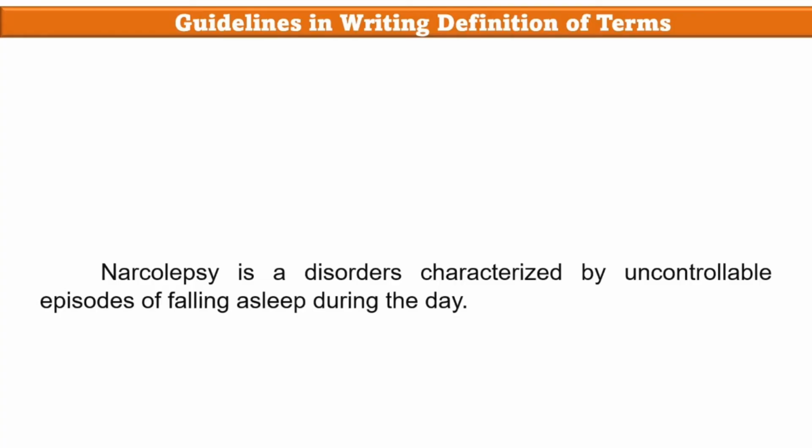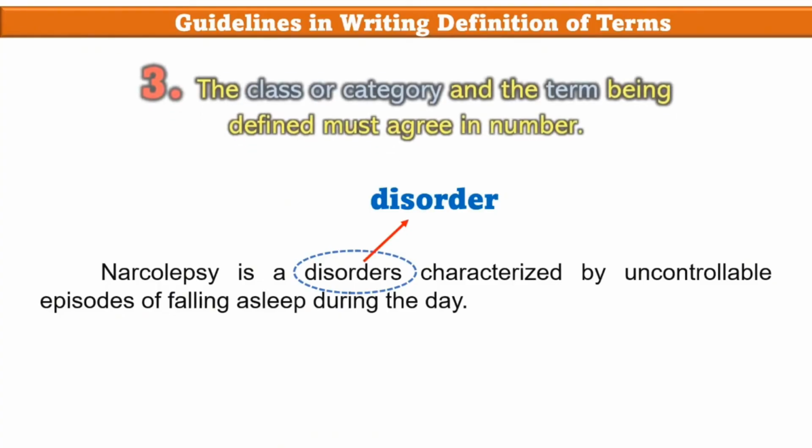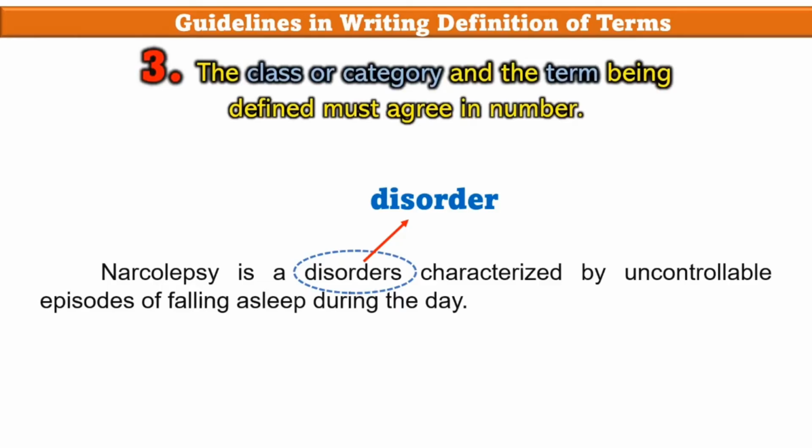Next definition. Narcolepsy is a disorder characterized by uncontrollable episodes of falling asleep during the day. The word disorders makes the definition grammatically incorrect. It should be disorder only without S. Why? The class or category and the term being defined must agree in number.